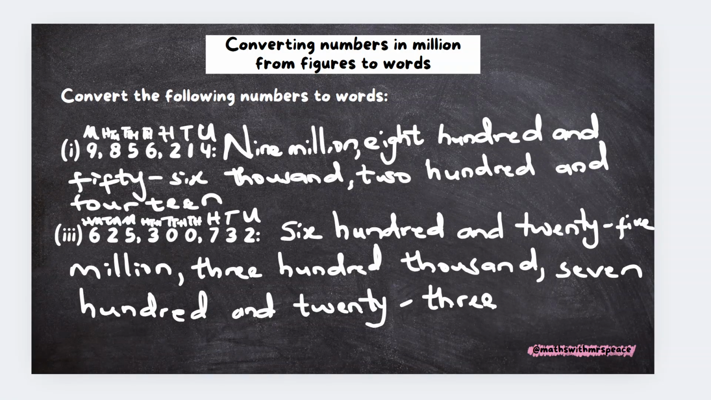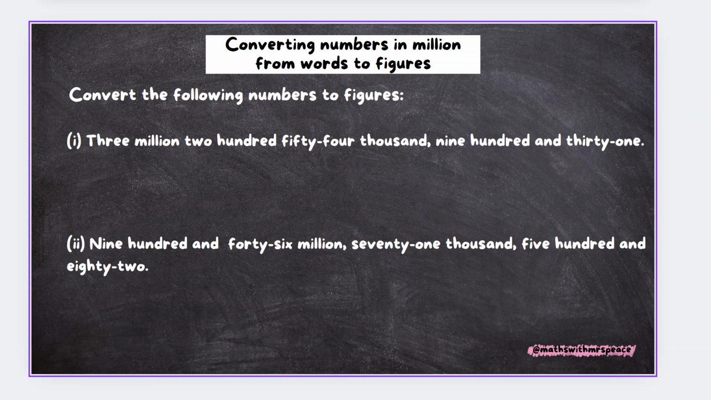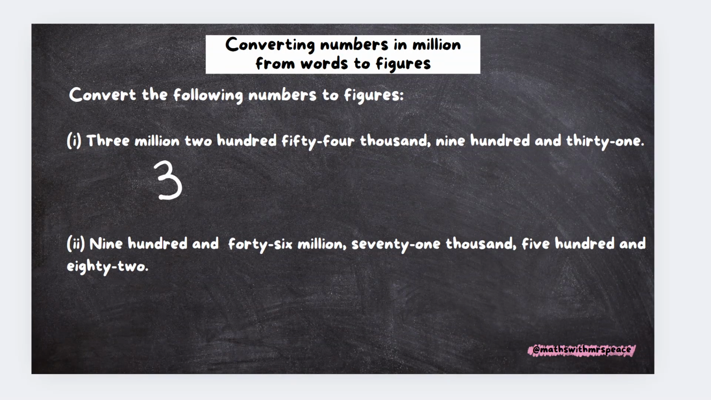Now next, we're going to convert numbers in millions from words to figures. And this is pretty simple though. You just have to write as you read and be very careful in certain instances. I will show you some of those instances. For the first one, we've got 3,254,931. So this is going to be 3 million.